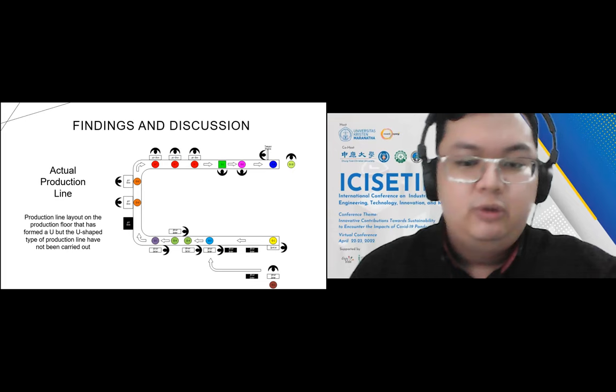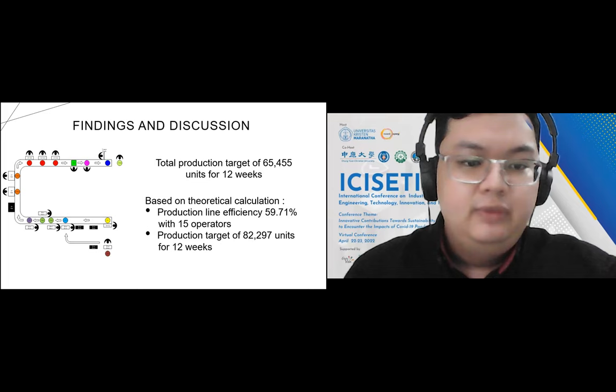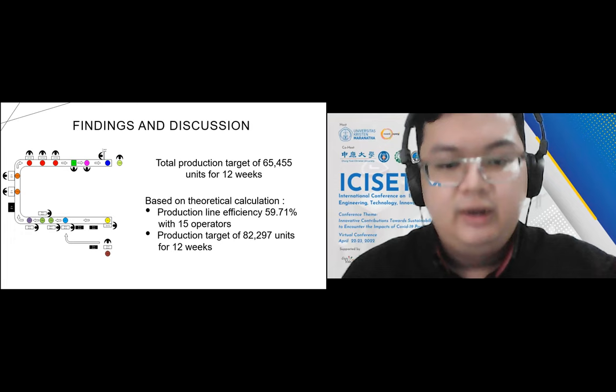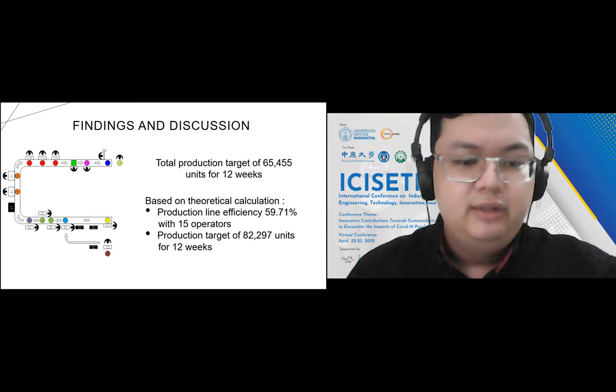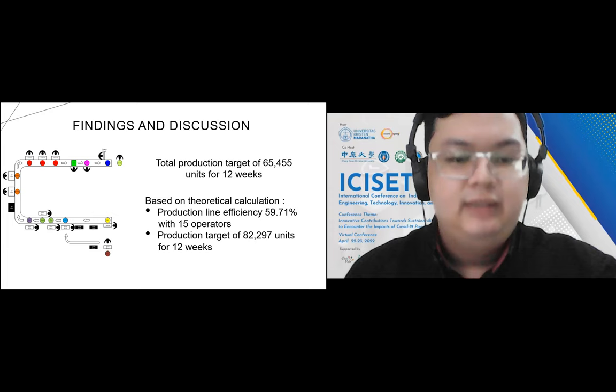And this is the precedence diagram for the product assembly process. The furniture manufacturing had a total production target of 65,455 units for 12 weeks, but based on the theoretical calculation, the production line had an efficiency of 59.71% with 15 operators and a production target of 82,297 units in 12 weeks without operator transfer or absence.